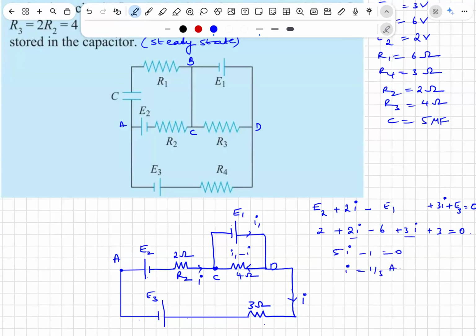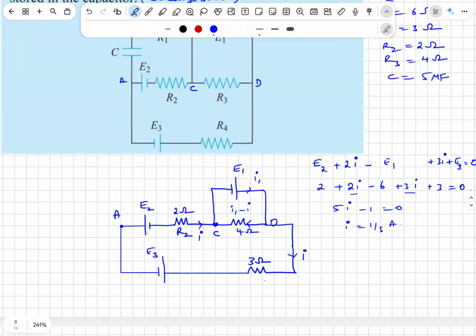I think I am done. Why? What is VA minus VC now? VA minus VC is E2 plus 2I. What is E2? 2. 2 times 1/5, 12/5, 2.4 volt.